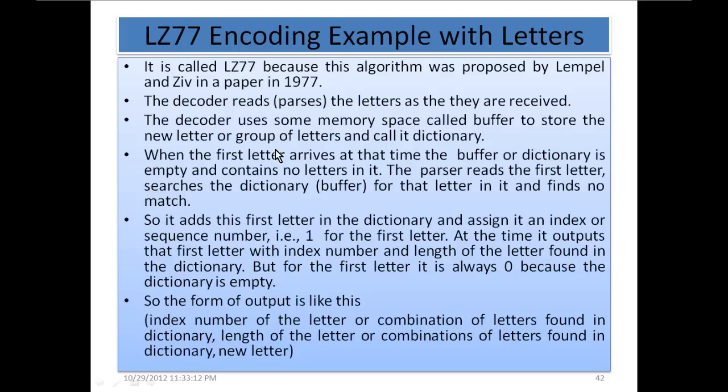found in the dictionary, but for the first letter it is always 0 because the dictionary is empty. So the form of output is like this: index number of the letter or combination of letters found in the dictionary, comma, length of the letter or combination of letters found in the dictionary, and new letter. This is exactly the same method, the same steps which we have seen in the previous example. That's what we actually did in the previous example. It is explained again, just replacing bits with letters.